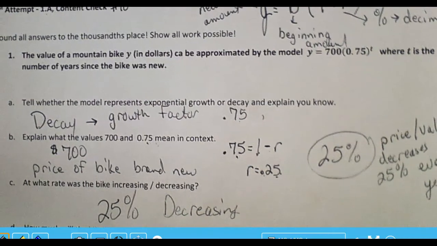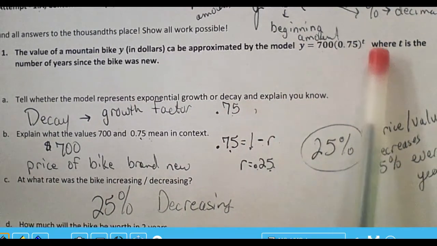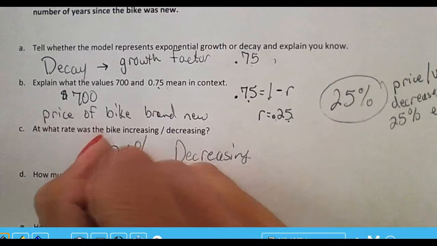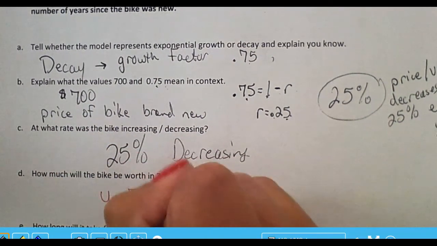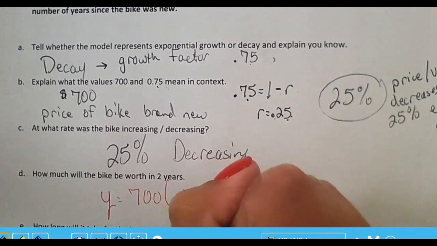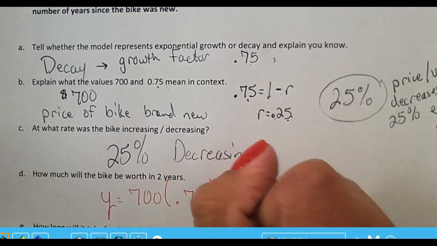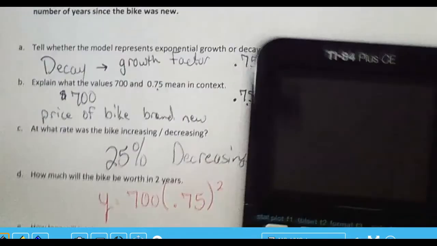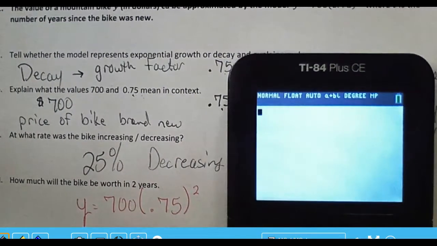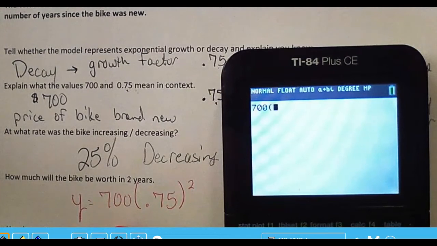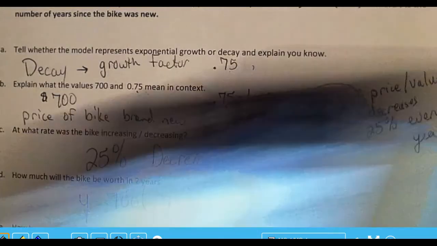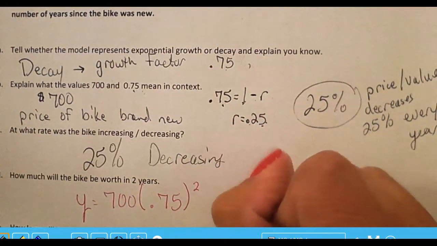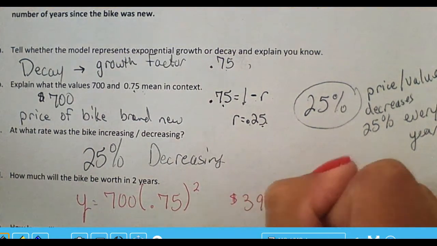How much will the bike be worth in 2 years? I'm going to take this equation and just put a 2 in for my time. To find the new amount, I'll take the original price and multiply it by 0.75 one year, then the next year, but I'll just put the 2 in there. Since this is just a bunch of numbers, I can be on the main screen of my calculator and just type this in as I see it. When I'm done, $393.75 is the price of the bike in 2 years.